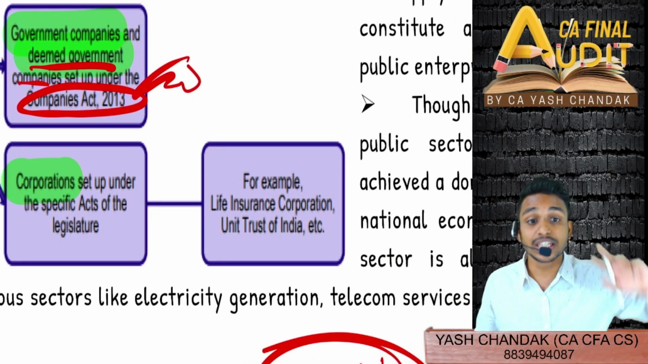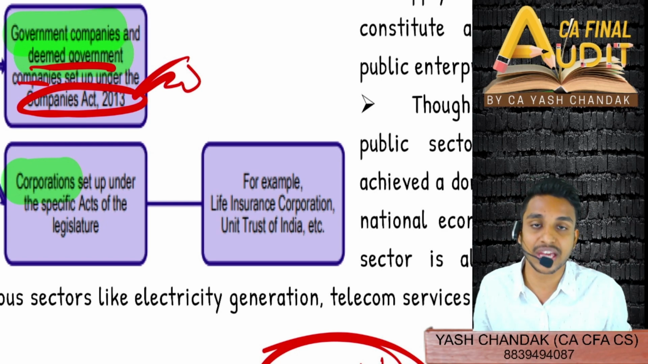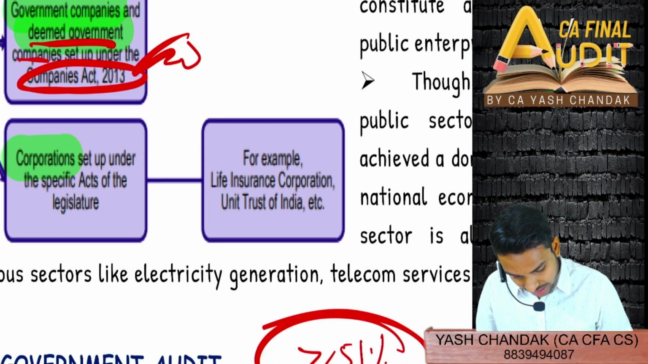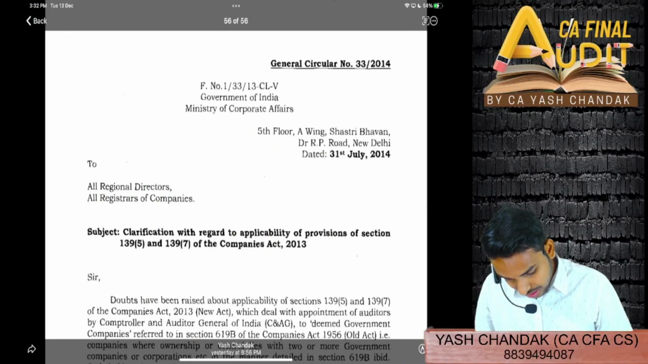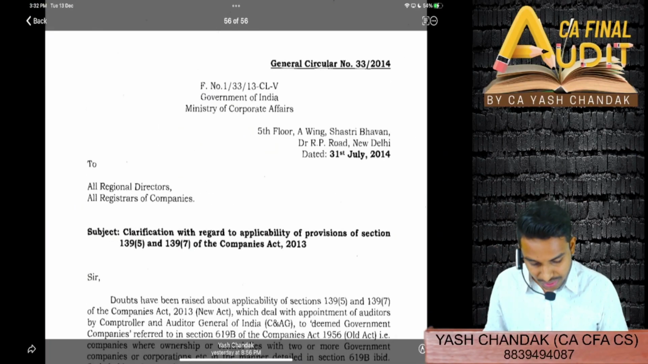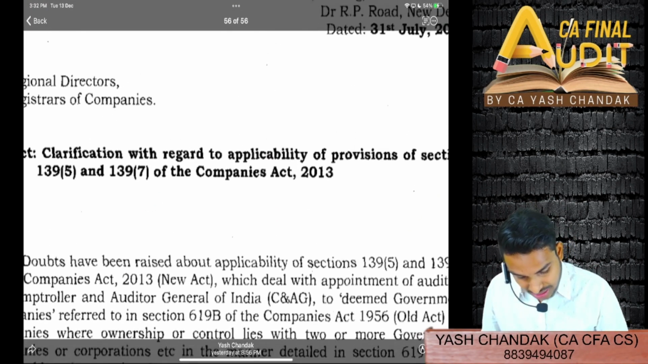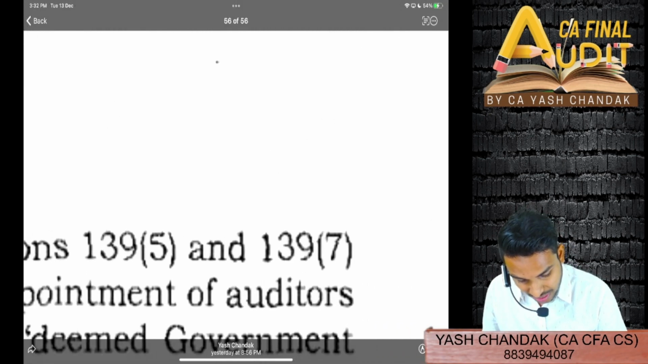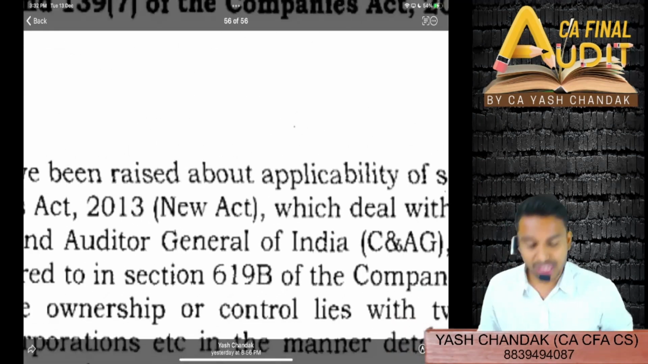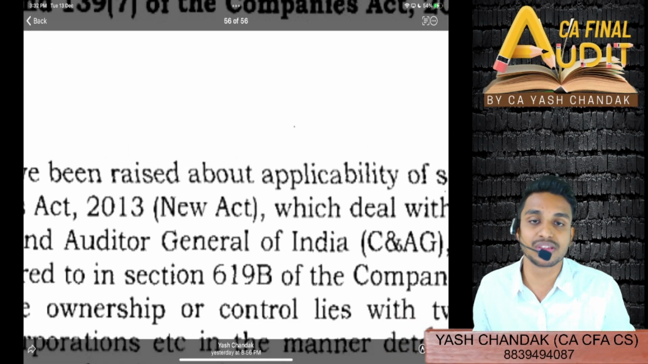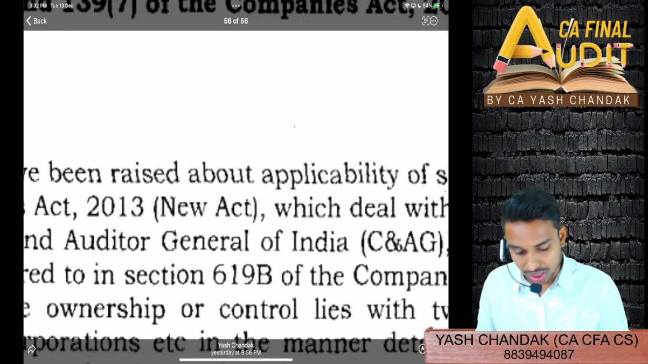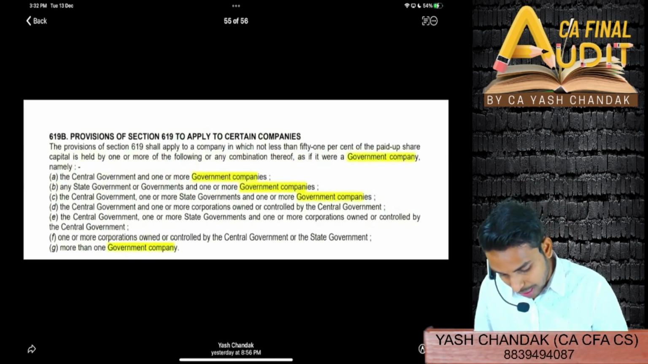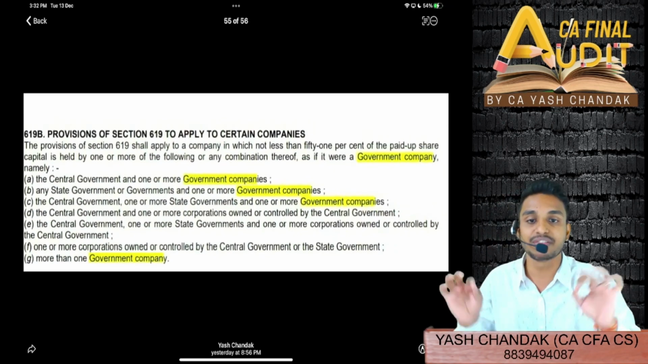In the 1956 Act, it used to be Section 619B. I'll tell you in detail. A clarification has also come on whether Section 139 subsection 5 and 7 will be applicable to companies under Section 619B of the Companies Act 1956, which were deemed government companies. And the clarification was issued: yes, it will be applicable.